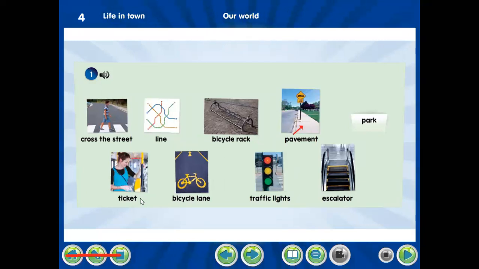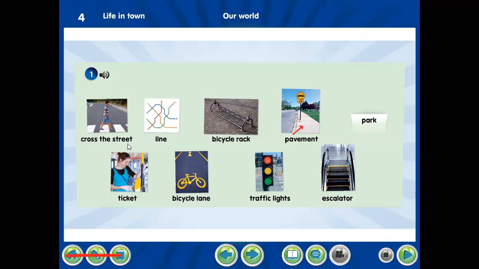Let's see. Enrique, please, read the vocabulary. Enrique, read, please. Somebody's reading. Maybe there are problems with the microphone. Let's see. Hector Solis, please, read the vocabulary.